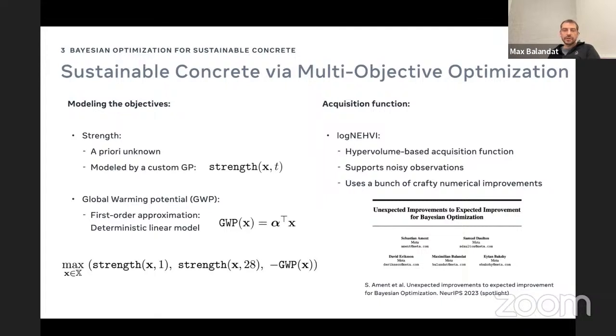The acquisition function we're using here is log NEHVI. This is a hypervolume-based acquisition function. There's a paper on this in NeurIPS last year as well. This works pretty well for these kinds of settings. If you haven't checked those out, and if you're doing multi-objective optimization, I recommend you take a look as well.